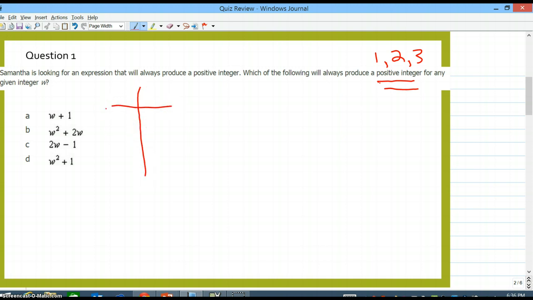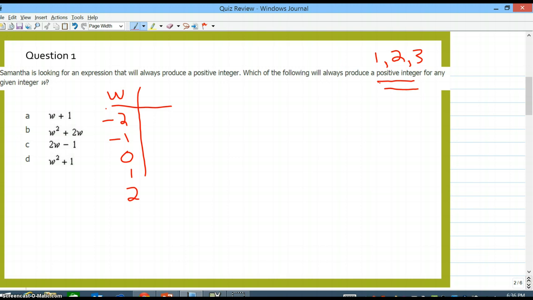Now, usually we would write N, but in this problem, they want us to use W, so I'm going to write a W. And I'm just randomly going to select different values for W. Normally we would select 1, 2, and 3, but given that we are specifically looking for positive integers, I'm going to select negative values for W because those more likely will produce negative integers and will eliminate my answer choices. So I'm going to select -2, -1, 0, 1, and 2 for W.